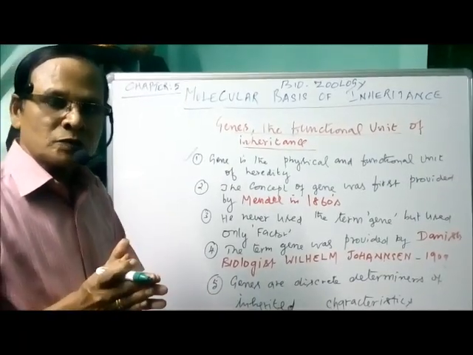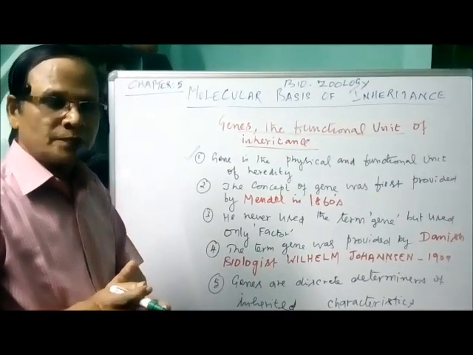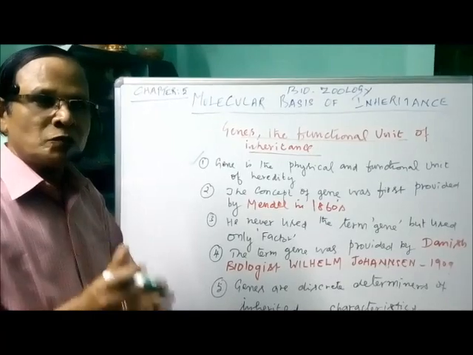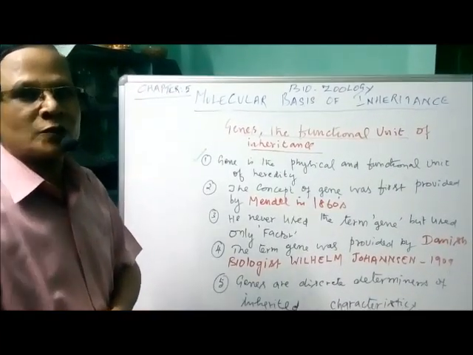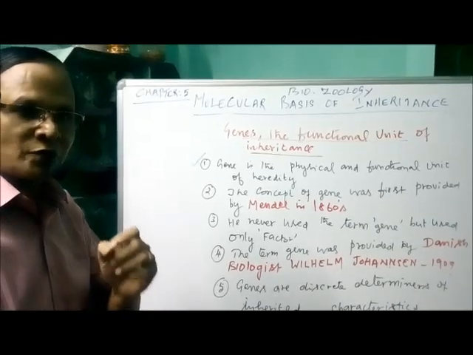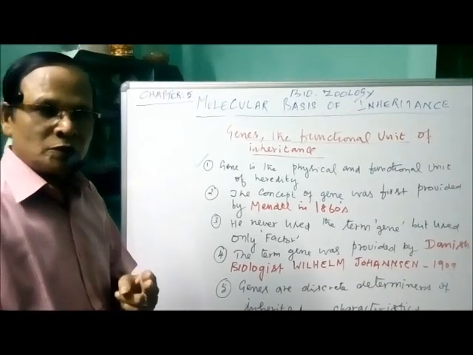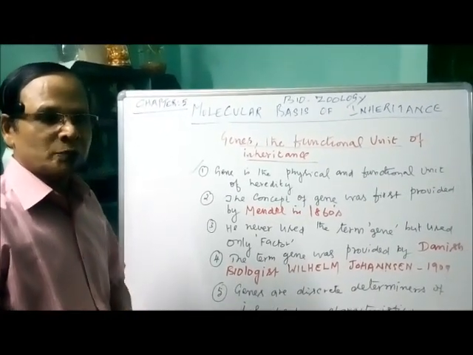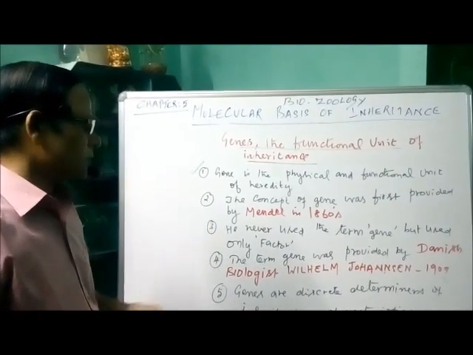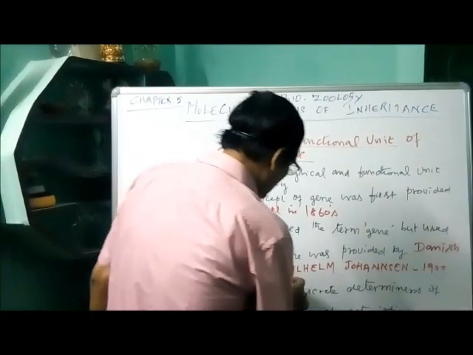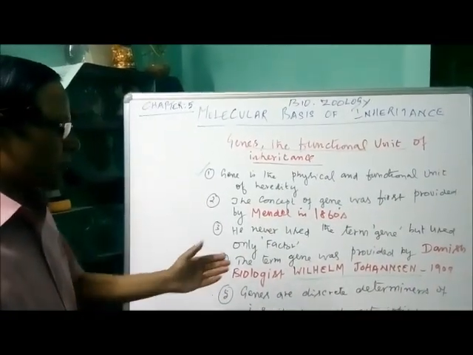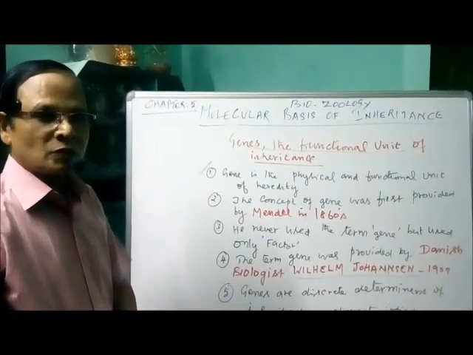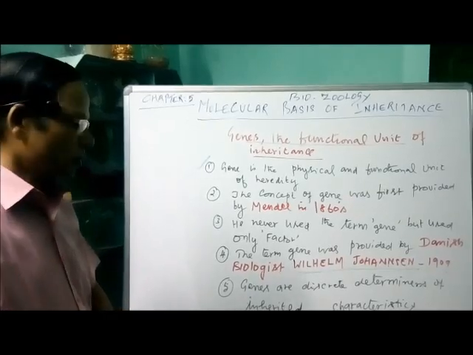But he never used the term gene. He didn't give the name gene. He used only the term factors in the chromosome, responsible for the transmission of characters. The term gene was introduced by a Danish biologist, Wilhelm Johannsen, in 1909. He was the first person to use the term gene.